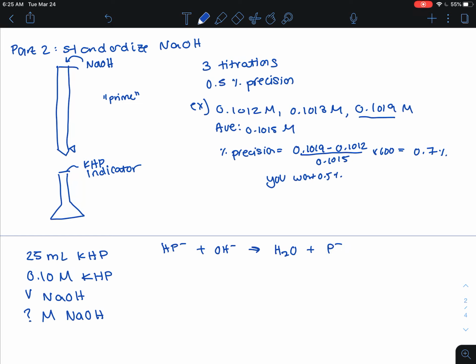Back to your equation, we know that the stoichiometry of the two can help us determine how much of the acid and base moles was needed to neutralize. So you can take the volume and molarity of KHP, right? What is the mole to mole ratio of the acid and base? 1 to 1.